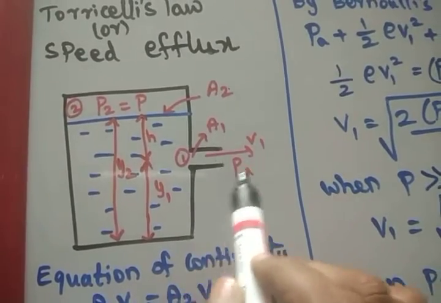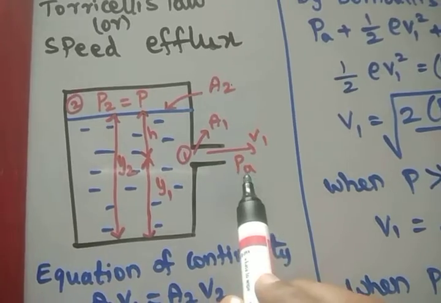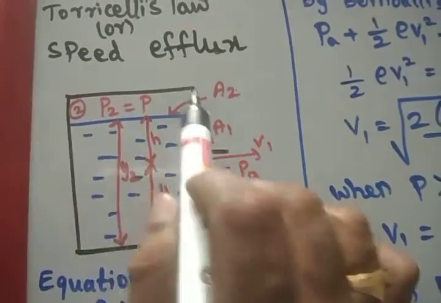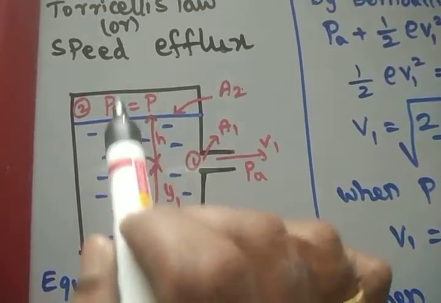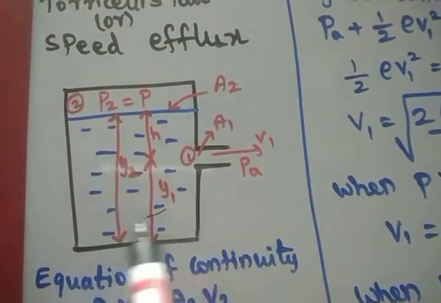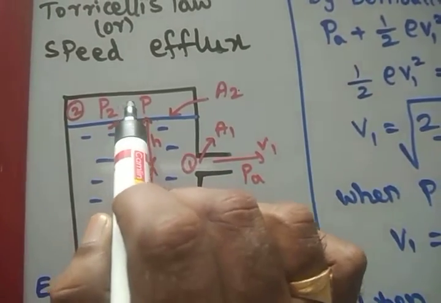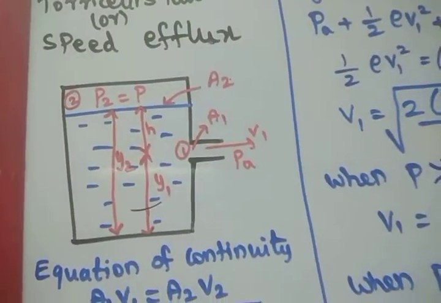So the pressure at this opening is PA, where PA means atmospheric pressure. Inside the container there will be an air space above the liquid. This is the liquid surface, and above the liquid surface there is some open space. The pressure there we consider as P.